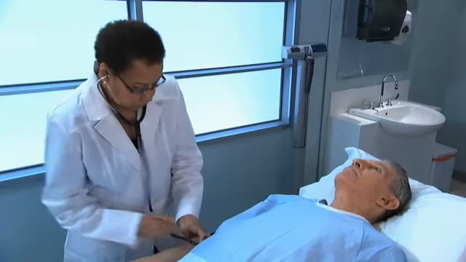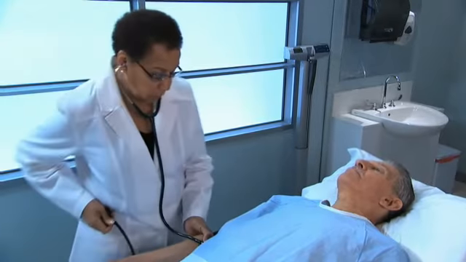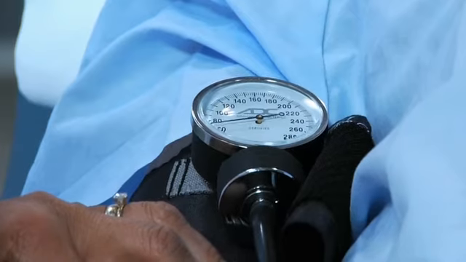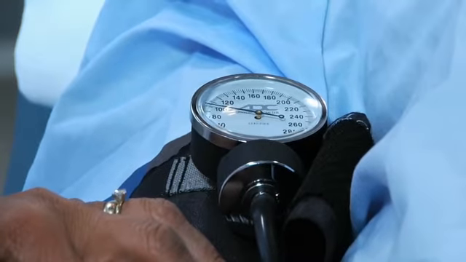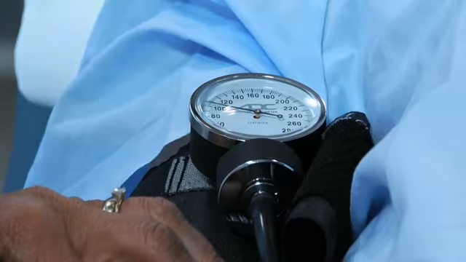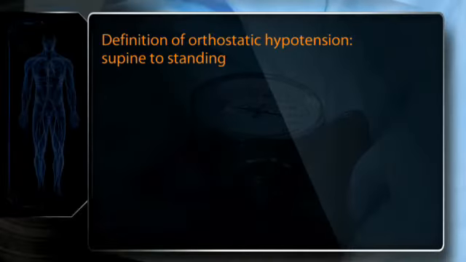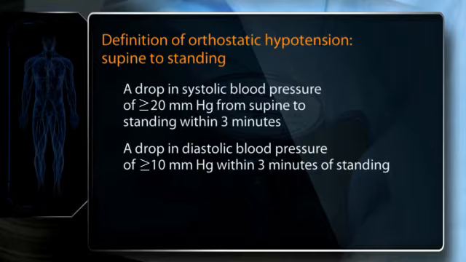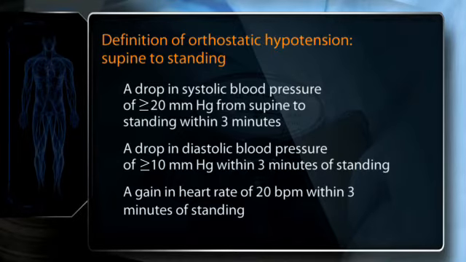Now measure vital signs beginning with blood pressure using recommended techniques. Check for increased systolic blood pressure and widened pulse pressure, defined as systolic blood pressure minus diastolic blood pressure. Assess for orthostatic hypotension, defined as a drop in systolic blood pressure of greater than or equal to 20 millimeters of mercury, a drop in diastolic blood pressure of greater than or equal to 10 millimeters of mercury, or a gain in heart rate of 20 beats per minute within 3 minutes of standing.